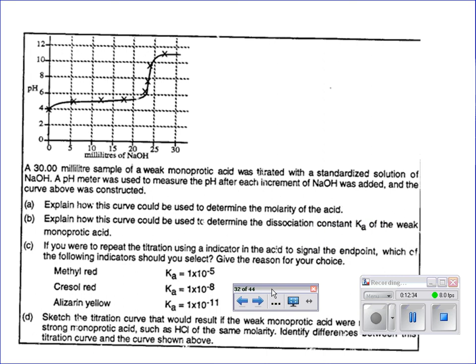So here we have a titration curve. It says a 30 ml sample of a weak monoprotic acid. What does it mean, monoprotic? One H. So that's a curve for a monoprotic acid. I'm just curious, what would a curve for a diprotic acid look like? How do ions dissociate from acids? Step by step, right? Does anyone want to guess what a titration curve for a diprotic acid would look like?